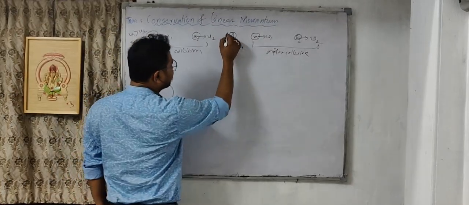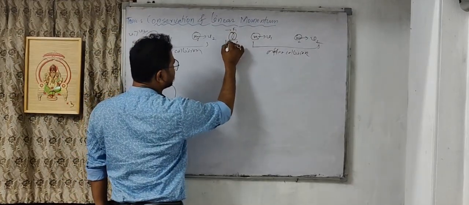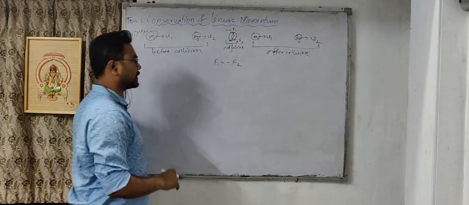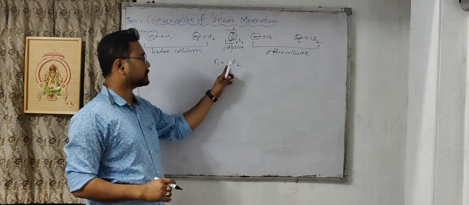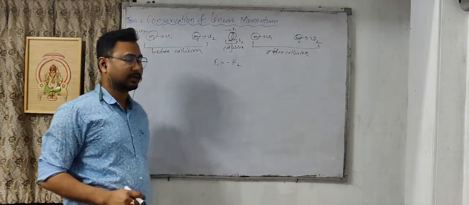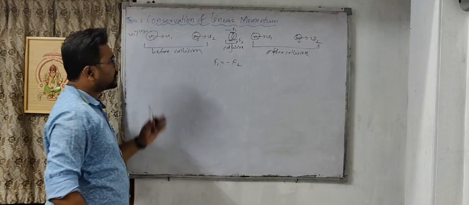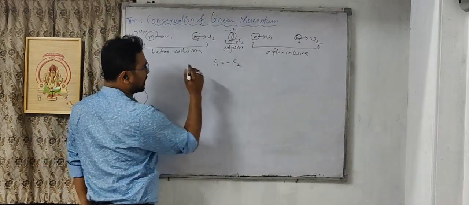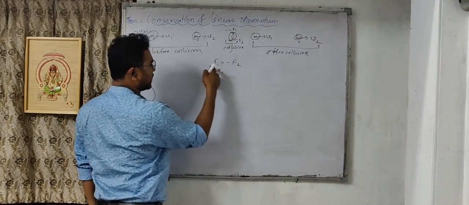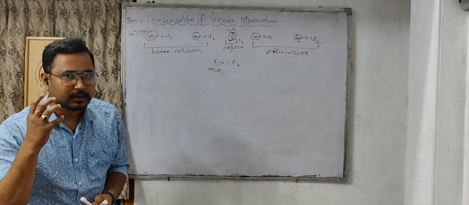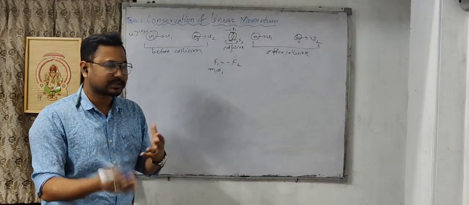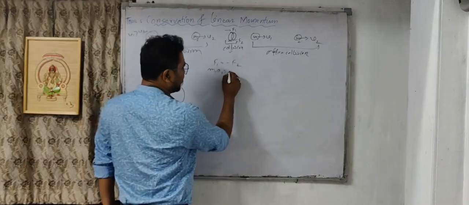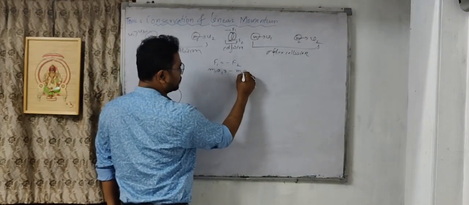So in that case, if this object is giving a force F1 and that one is giving a force F2, according to Newton's third law we can write F1 equals minus F2, because they are opposite and equal. F1 is the force given by object M1 to M2. According to Newton's second law, you can easily write F1 equals M1 A1, and here also you can write F2 equals M2 A2.